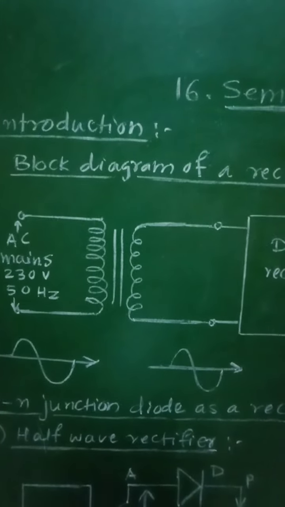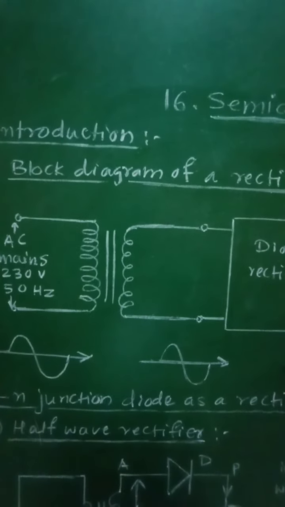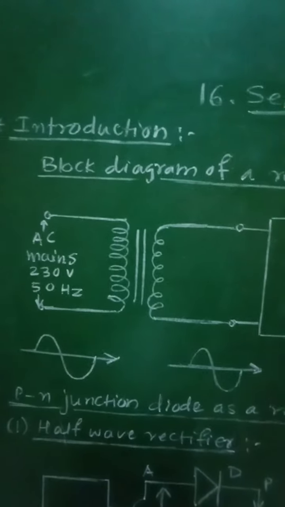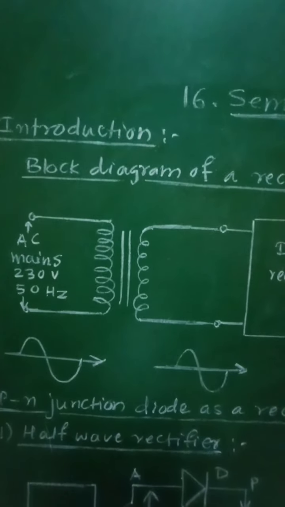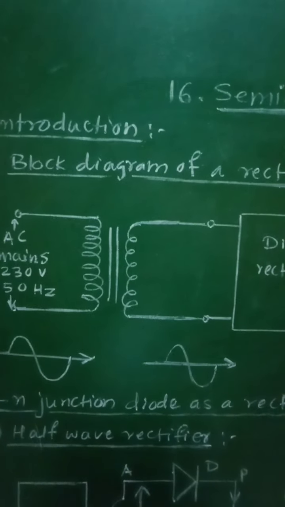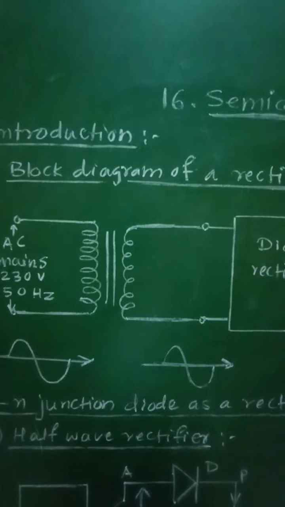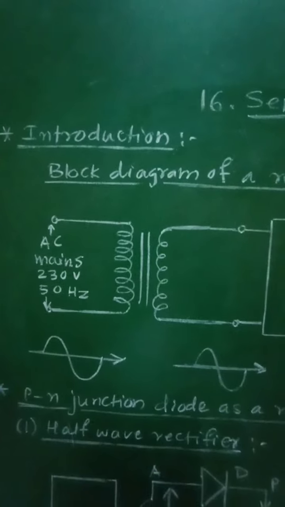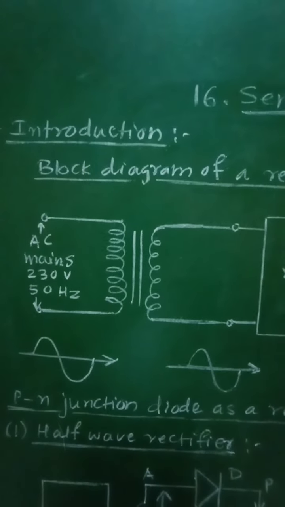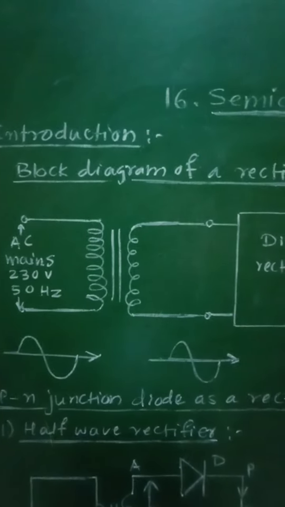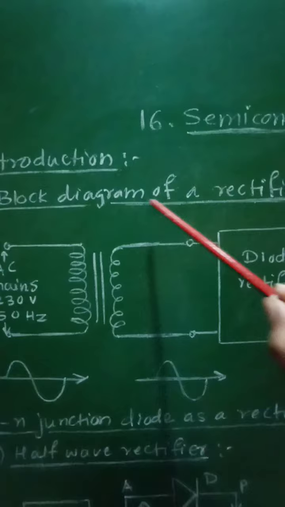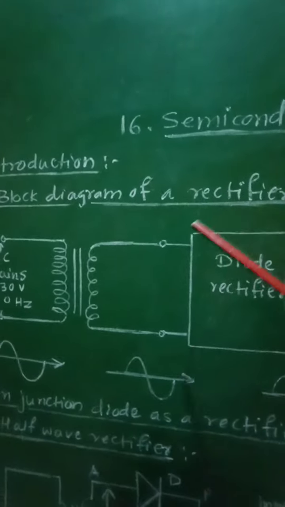Now the rectifier is the device which converts AC voltage into DC voltage. The block diagram of a rectifier circuit along with its waveforms is as shown below. So here is the block diagram of a rectifier.